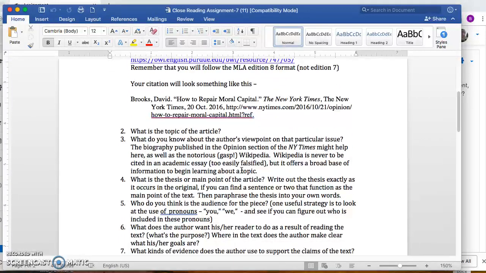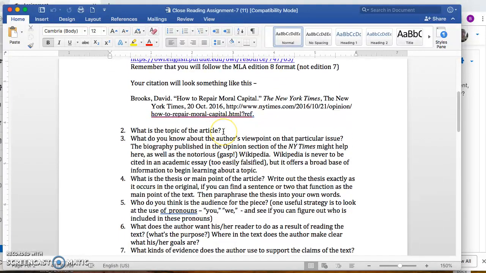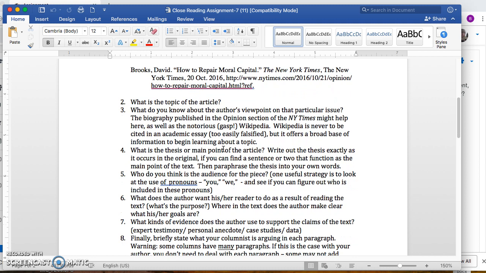Then I'm asking, what is the topic of the article? What is this person writing about? What do you know about the author's viewpoint on that particular issue? Is this person conservative? Are they liberal? Do they have a background in the subject? And I've even put in here that you can use Wikipedia. We never cite Wikipedia, but Wikipedia is an excellent place to start in broad research terms.